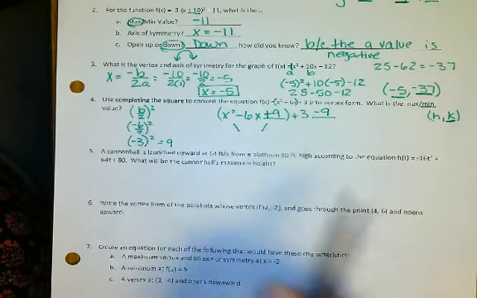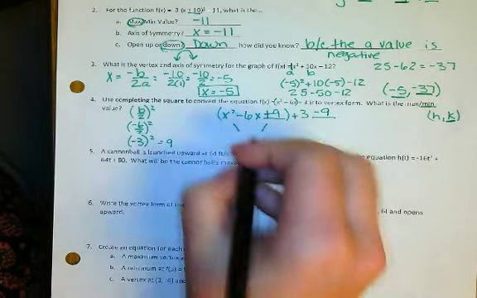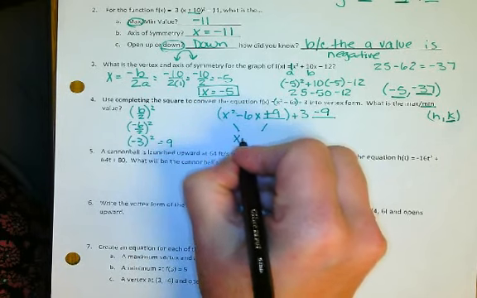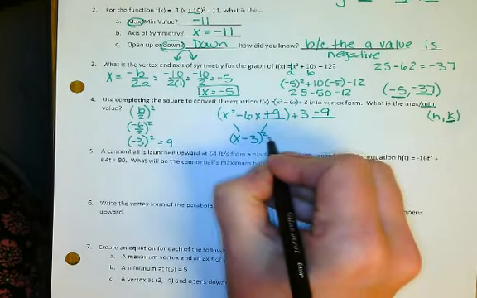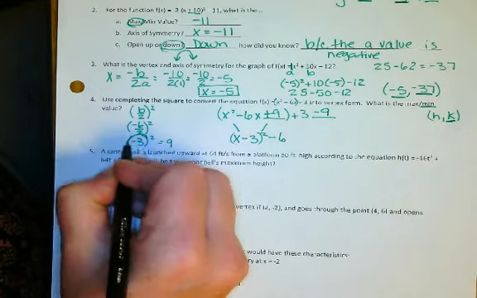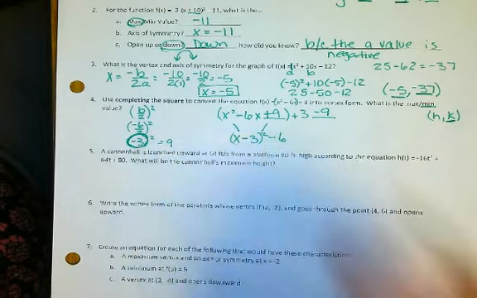Alright, now I need to try to figure out what two numbers will multiply to get positive 9, but combine to get negative 6, and that's going to be negative 3. So x minus 3 squared, and then minus 6. And really, y'all, whatever number you get in here, see how that says negative 3? You would put in negative 3.